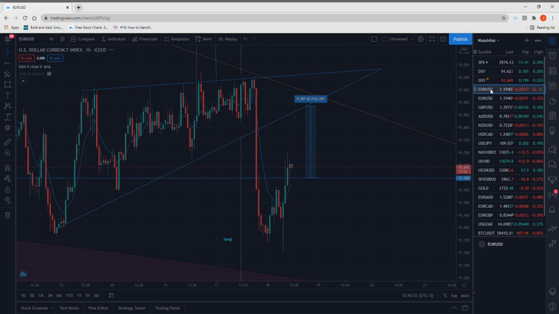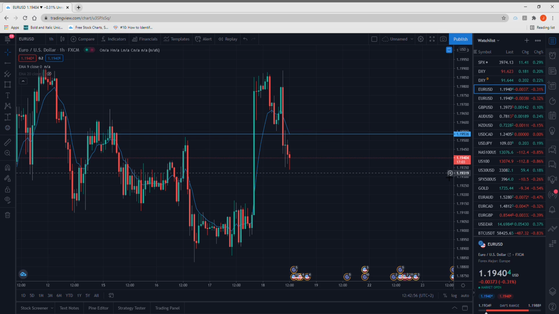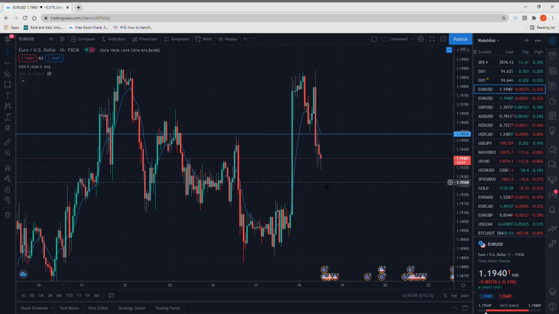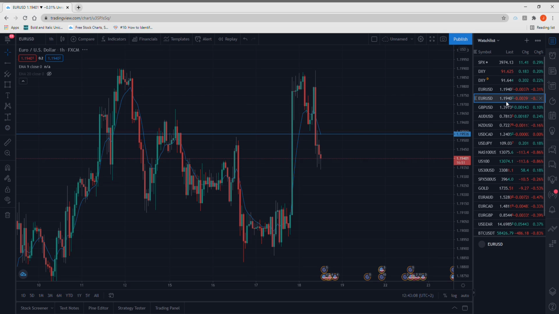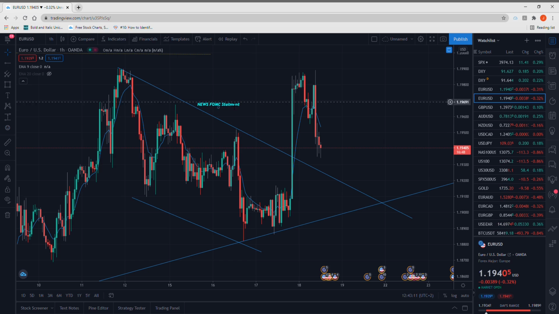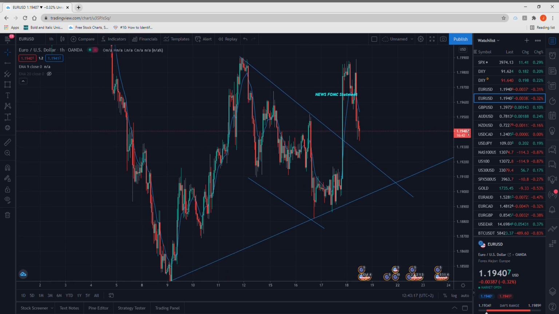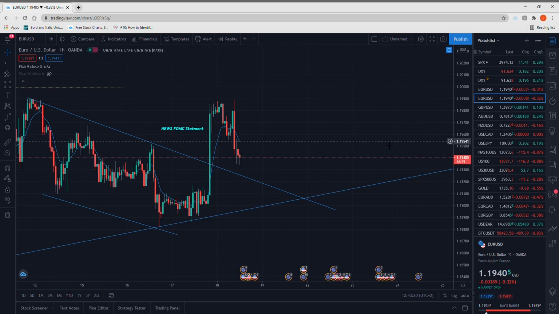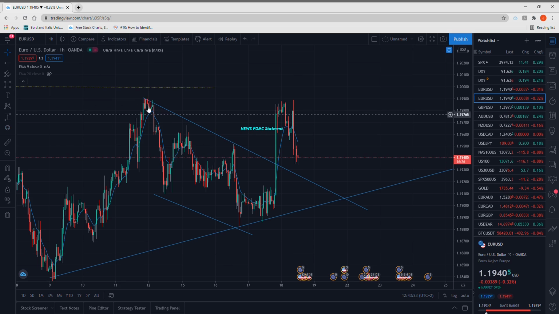Here we can see some nice recovery happening. It broke another one of my support lines, and FOMC, sorry guys, wrong chart. Yeah, FOMC statement right here. I already wrote it down for myself so I don't get confused. So guys, we had a small bearish trend forming here that I traded. I think I took about 3 trades on that one, and I got in somewhere around here and got out here.